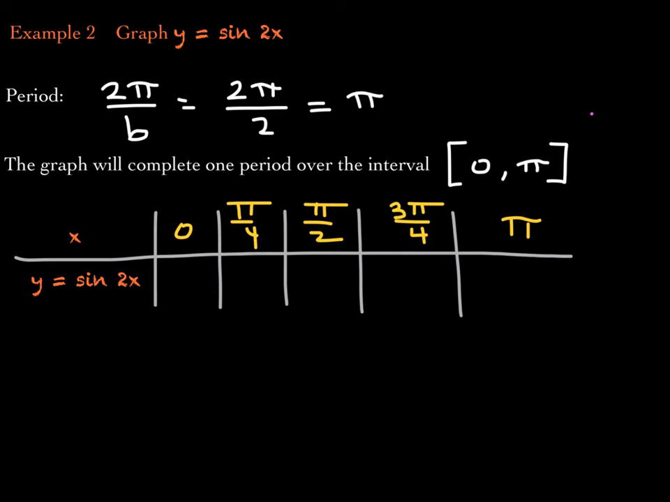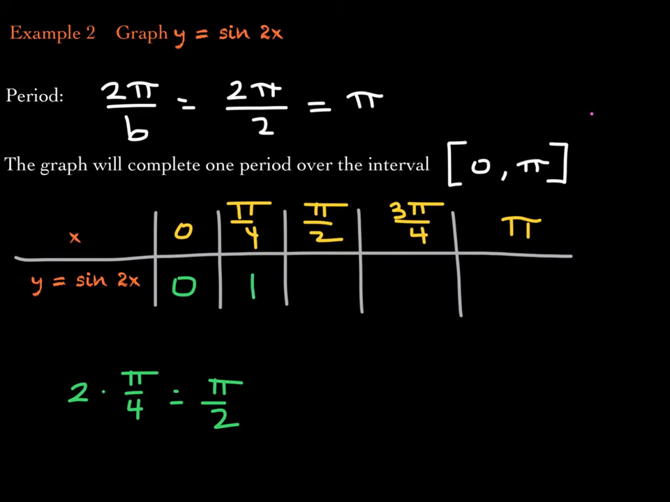All right, let's do it. When I let x be 0, 2 times 0 is 0, and sine of 0 is 0. When I let x be pi over 4, 2 times pi over 4 would end up being pi over 2, and sine of pi over 2 is 1. So I'm going to let that be 1, okay?